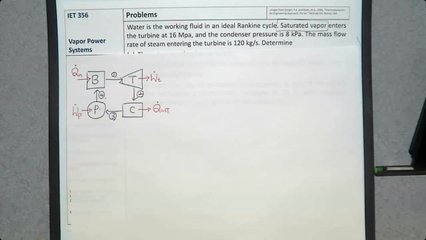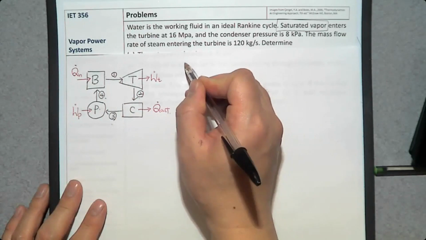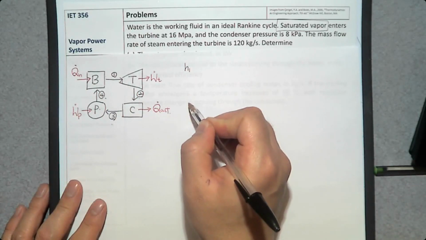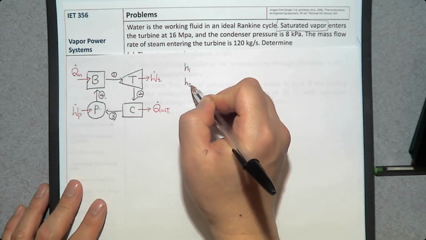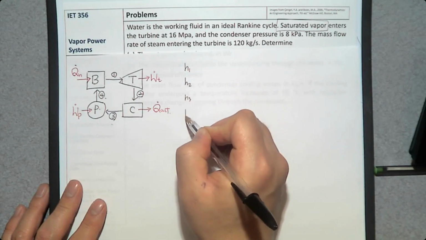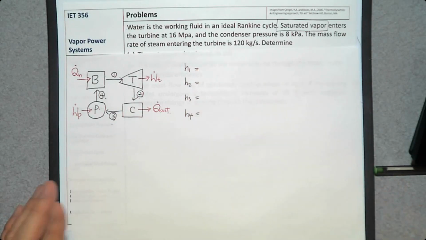So the first thing you want to do when you analyze any Rankine cycle, you need to determine H value at each state. How many states? 1, 2, 3, 4. How many H values? 1, H1. 2, H2. H3. and H4. So finding these property values are the number one thing that we need to do.